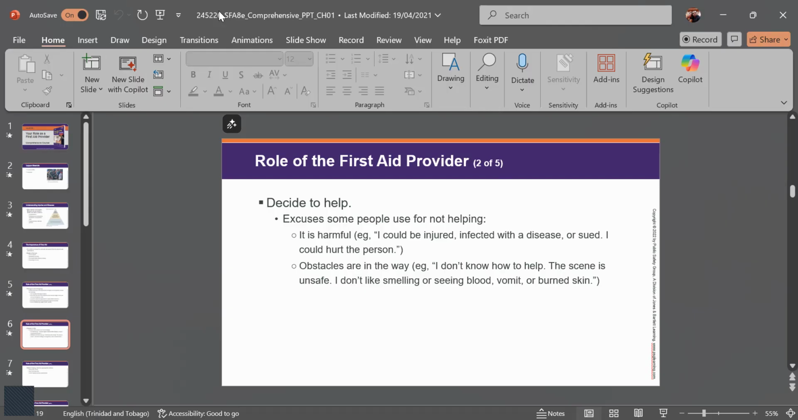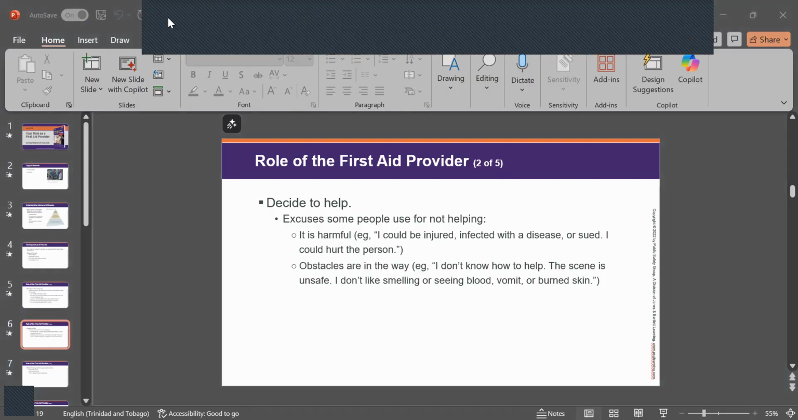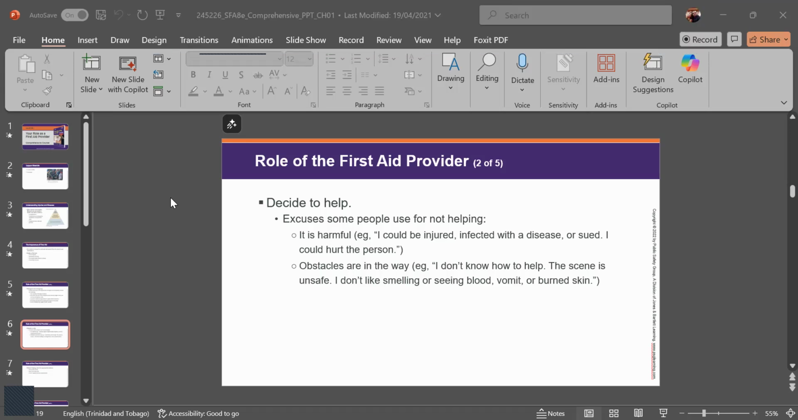Okay, but as much as possible, we want to be able to offer assistance to anyone in need, because I want you to consider and think about, if you or someone you love or someone you're close to is in this situation and requires assistance, then of course, you would want help for that person, you'd want help for yourself. Okay? So making that decision to help.